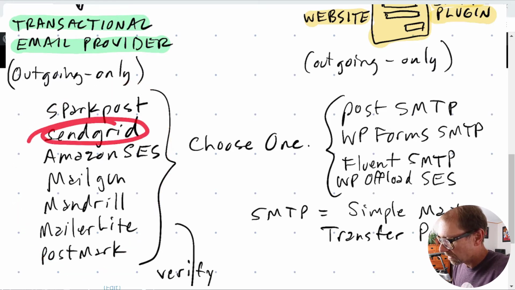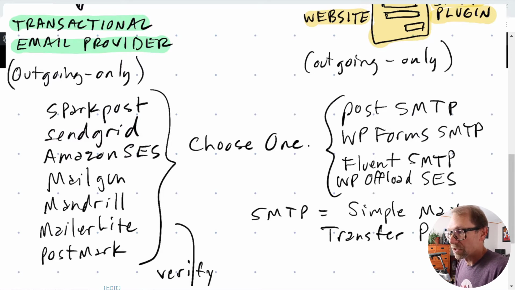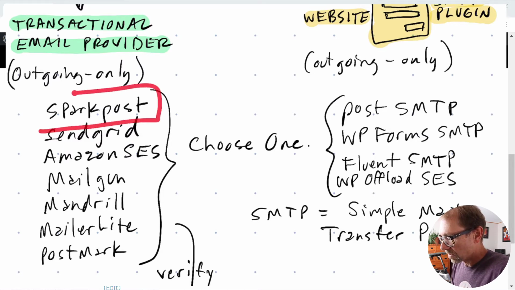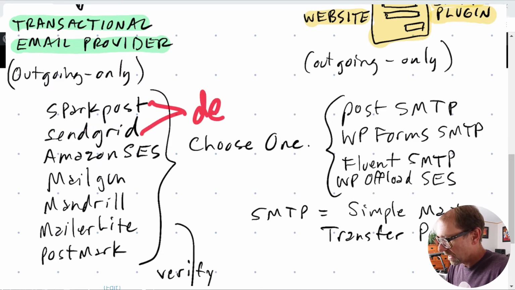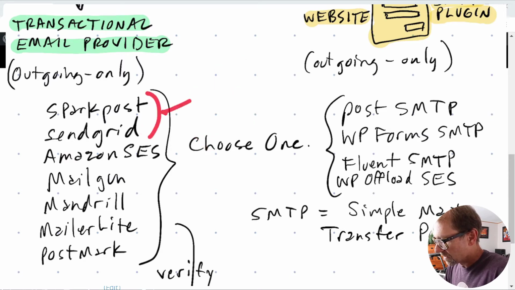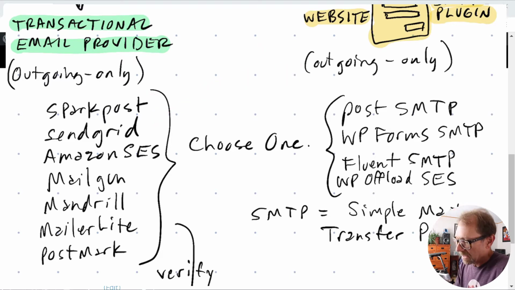SendGrid has a free level, and that's a good way to set up, and I'll show you how to set that up and where to find that. And SparkPost also has a free level. They really tout both of those as testing for development, and these two give you 100 emails a month. And that's a good amount for a small website or even just testing it out.